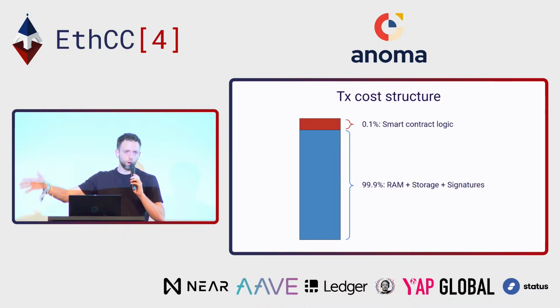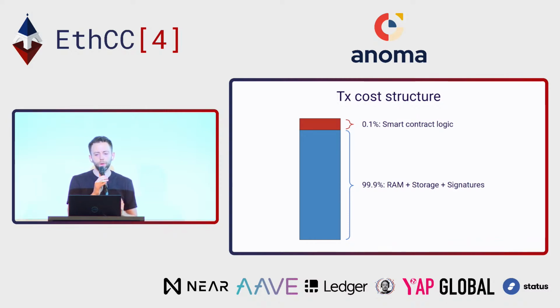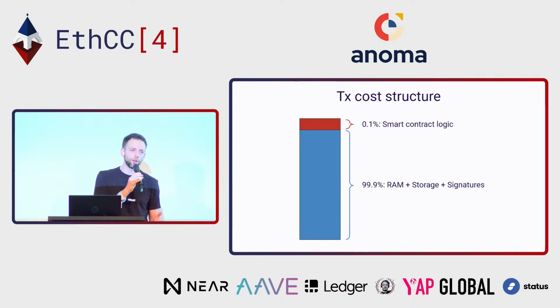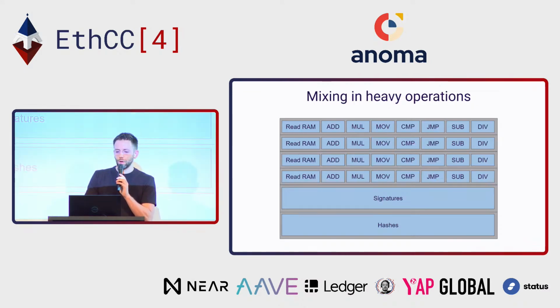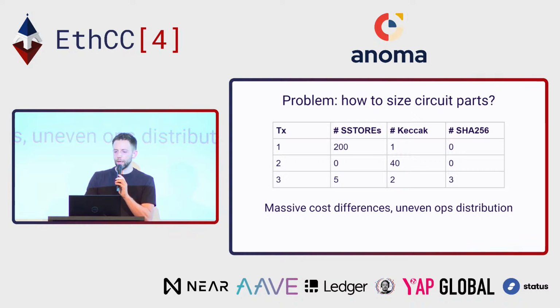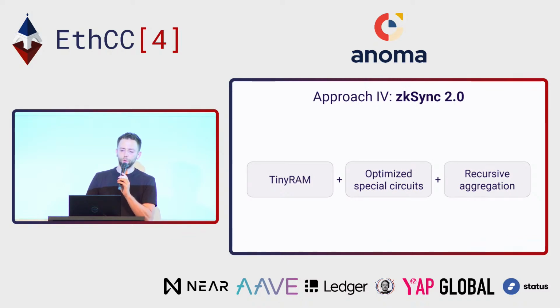99.9% of the costs go for these heavy operations like storage access, where we need to prove Merkle tree inclusions. Merkle accumulators are the only working approach we have now. Maybe in the future there will be better cryptographic accumulators and it will be even more SNARK friendly, but for now it's that. Storage access, signatures, and access to memory, which is a separate circuit and pretty optimized. So we mixed that in. So I explained that. So yeah, in zkSync 2 we have this TinyRAM, optimized special circuits, and combine them recursively.